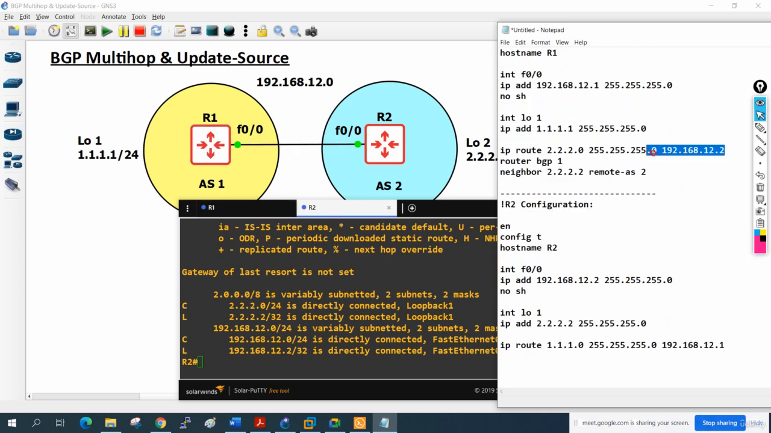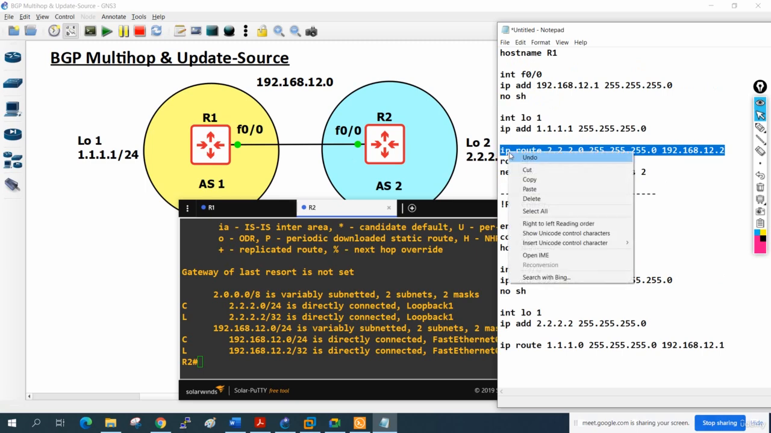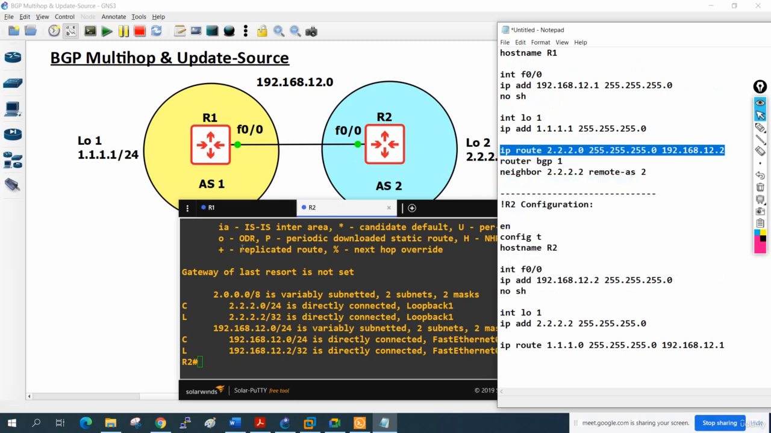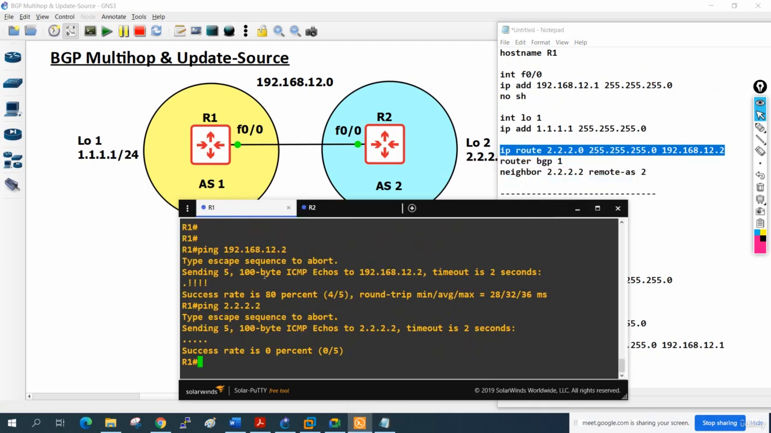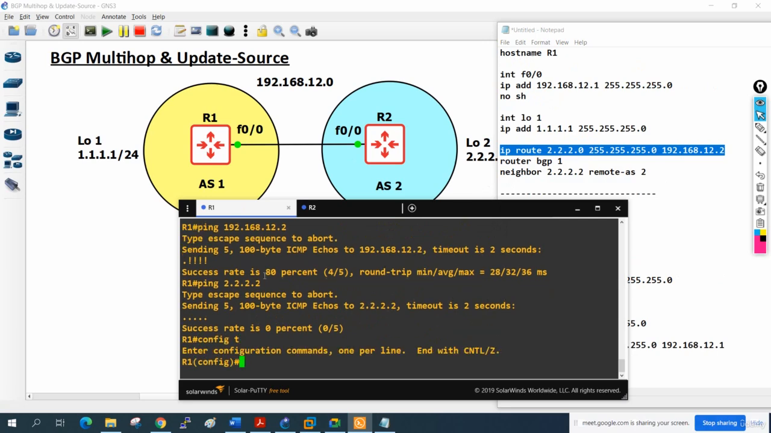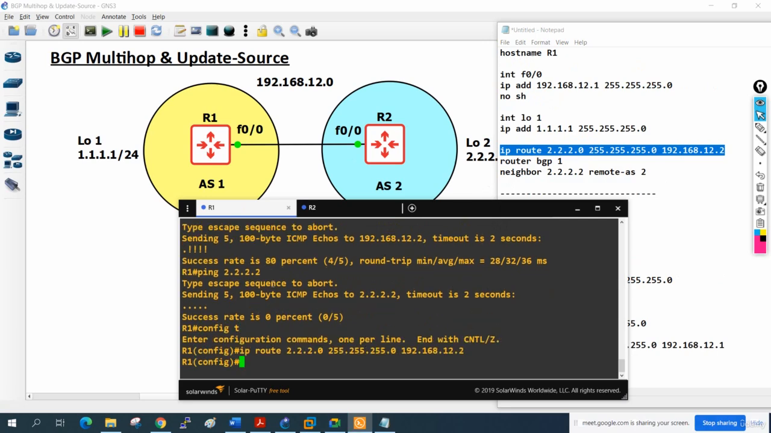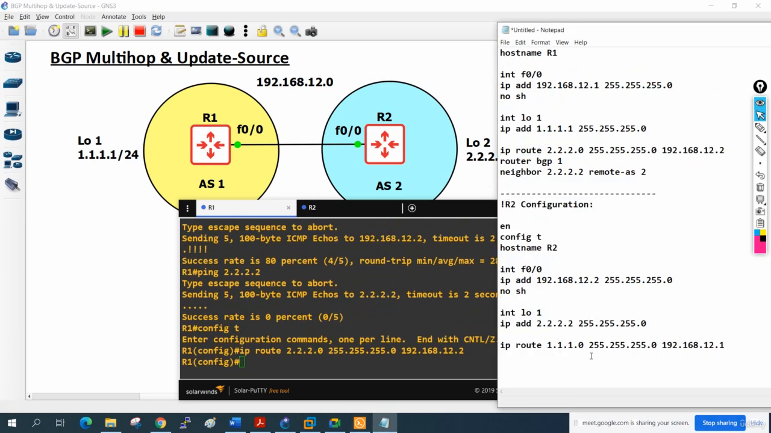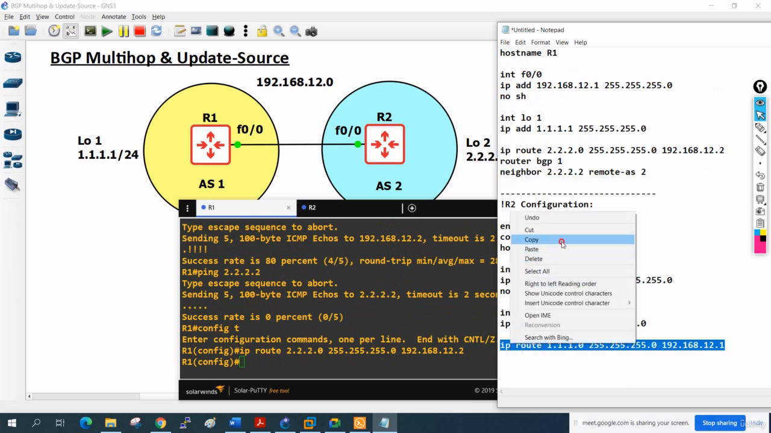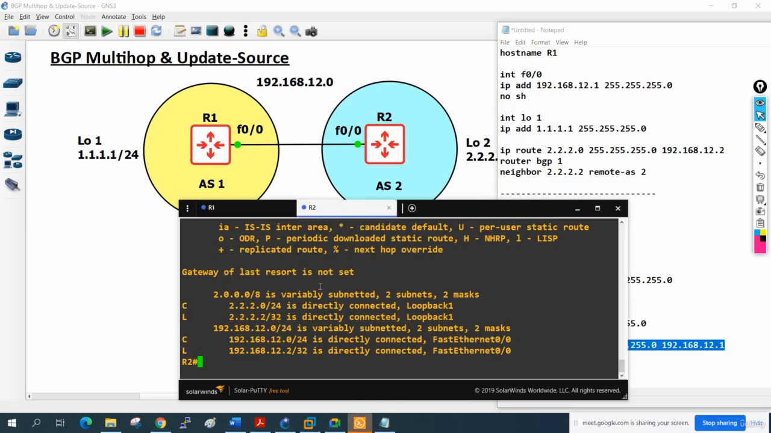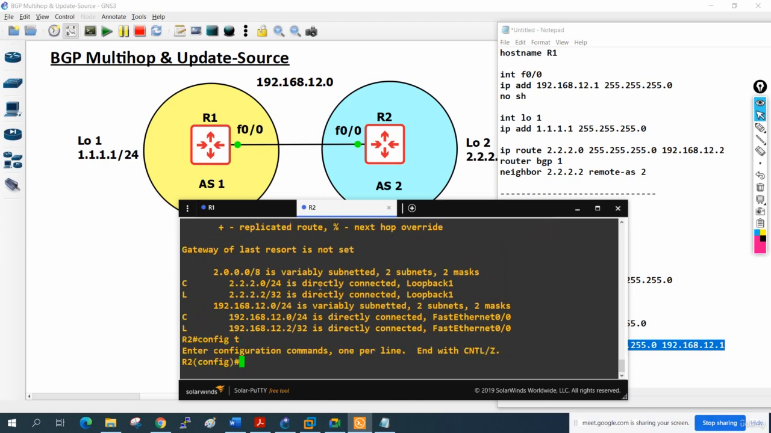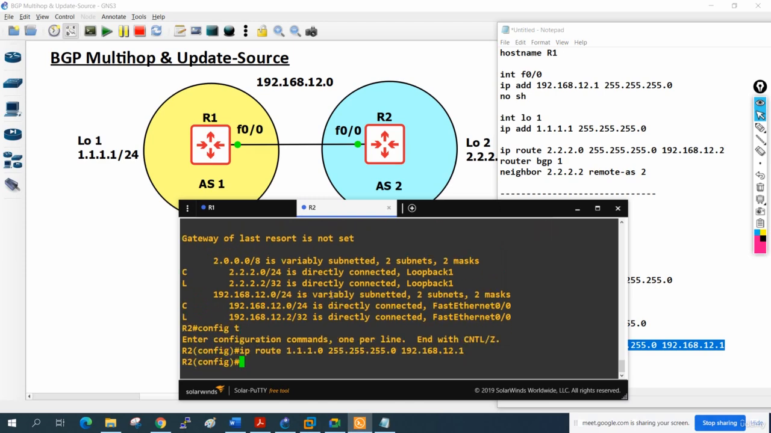Now I will paste this route. In R1, I will go into global configuration mode and paste this route. Here also we need to paste this route, so I will go into global configuration mode and put this route. We need to remember, like a condition, that we need to have reachability. To get reachability, we configure this route.